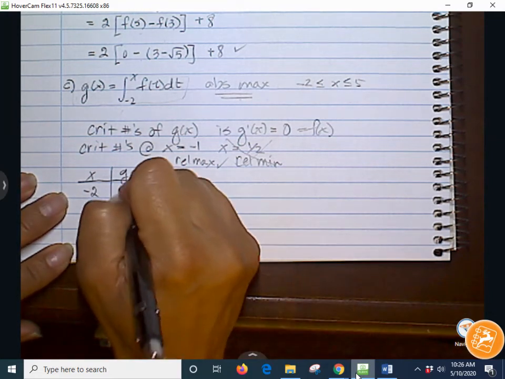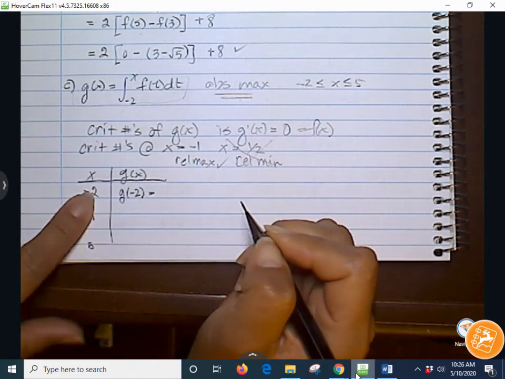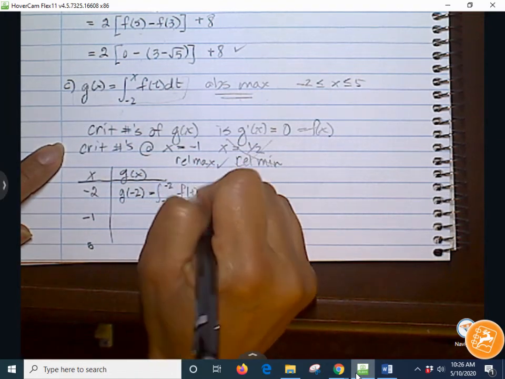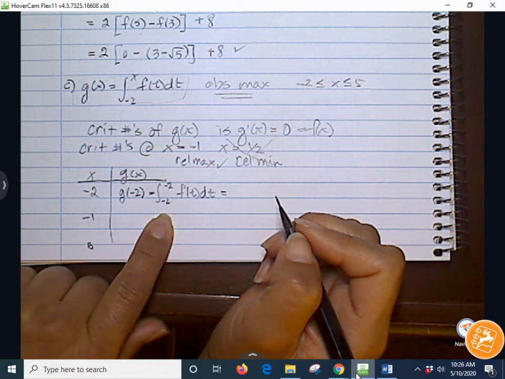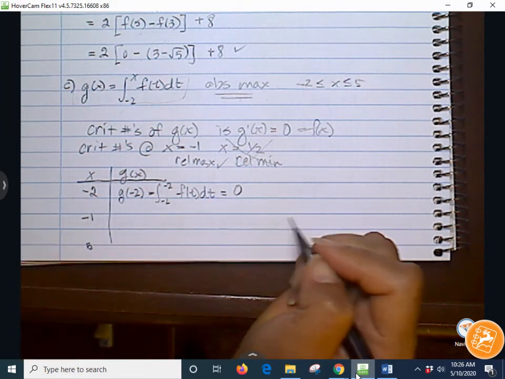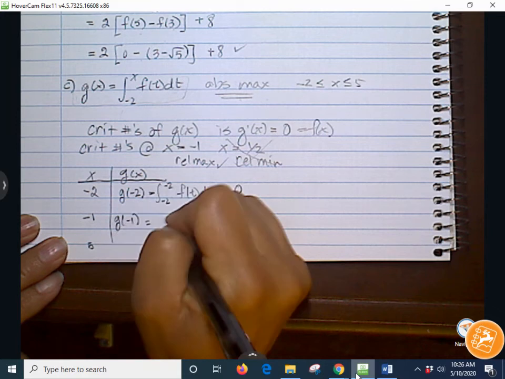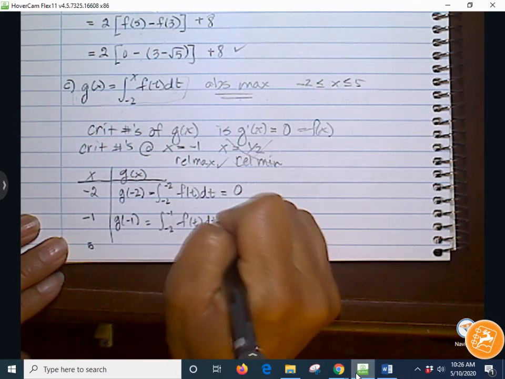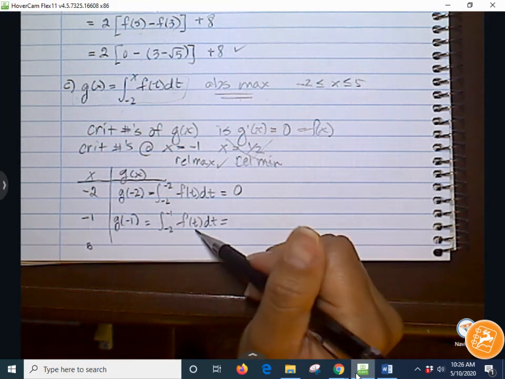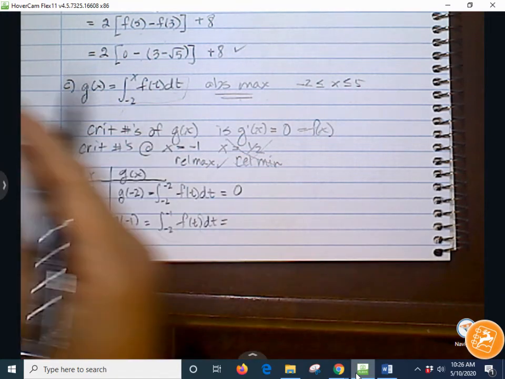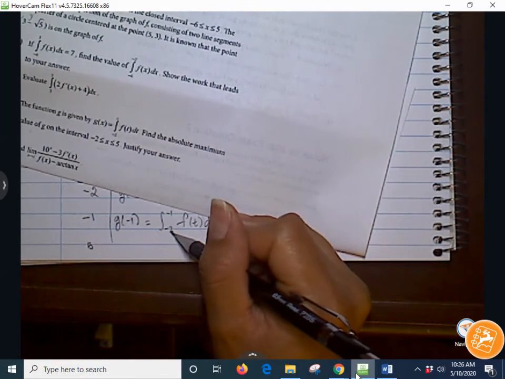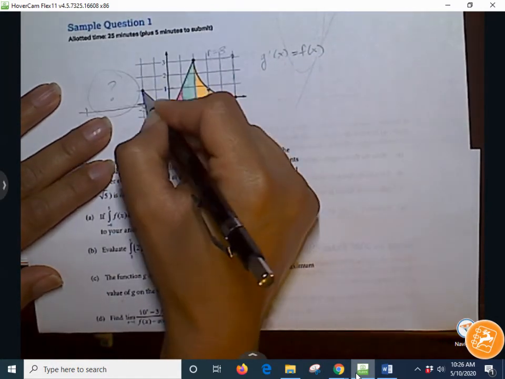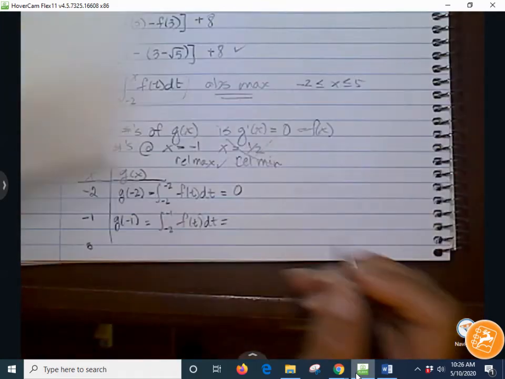So g of negative 2 is equal to, you replace your x with negative 2, so the integral from negative 2 to negative 2 of f of t dt, well, that is 0. And g of negative 1 is equal to the integral from negative 2 to negative 1 of f of t dt. And so we're going to find the area between the curve and the x-axis from negative 2 to negative 1. Well, that area is 1/2.